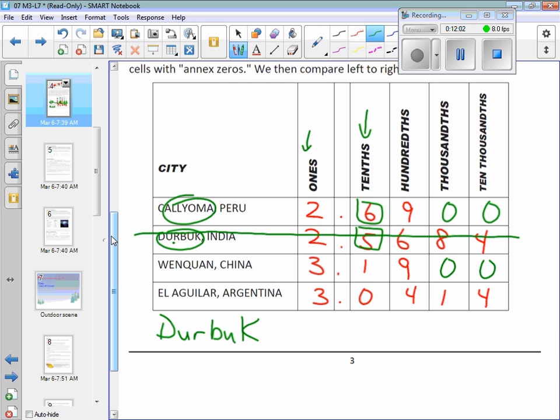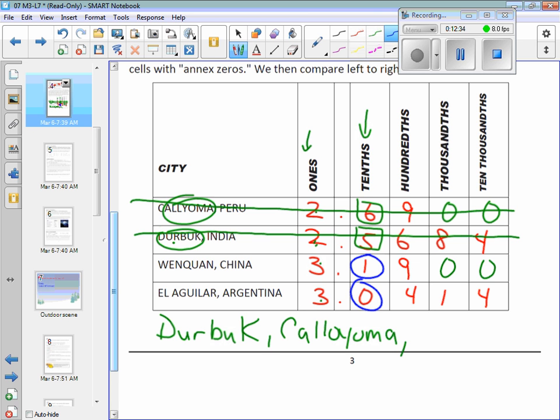Automatically, what's got to be my second lowest? Calioma, because we were initially comparing these two for lowest. So since we already have Durbach placed, Calioma is now next. Did I spell it right? Close enough. I don't think I did. Cross it out. Done. Okay, my last two comparisons. I have a two-way tie for this here, so I've got to look at my tenths. So now I'm going to look at this and this. What's lower, 0 or 1? 0. That's L. Aguilar.